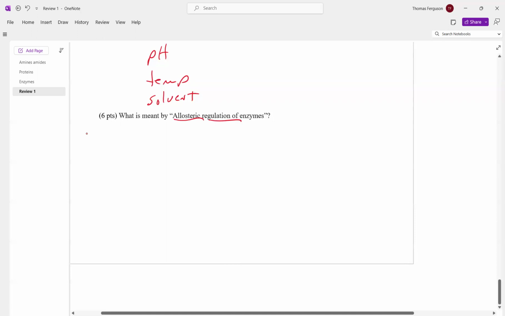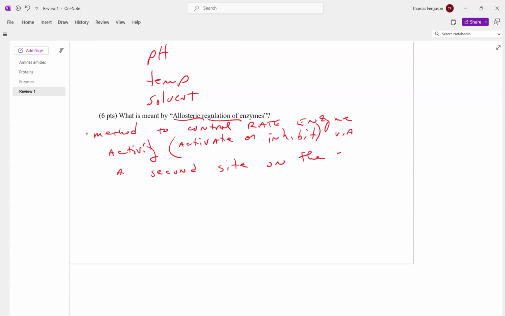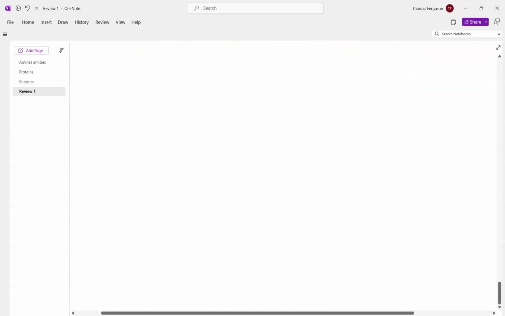And when we talk about allosteric regulation, we are talking about a method to control the rate of enzyme activity, through activating it or inhibiting it via a second site on the enzyme. Okay, and that was the test.